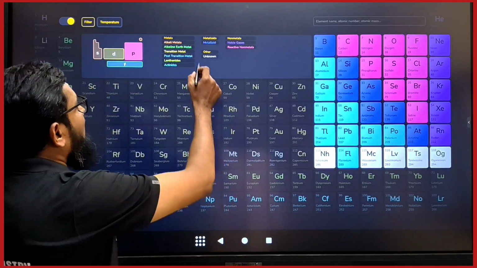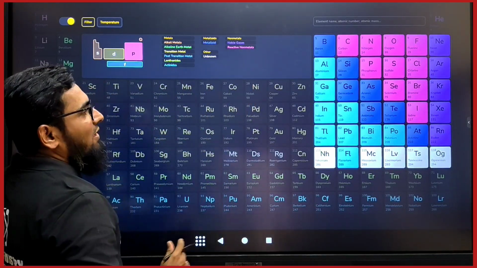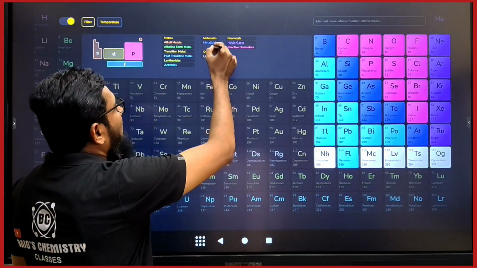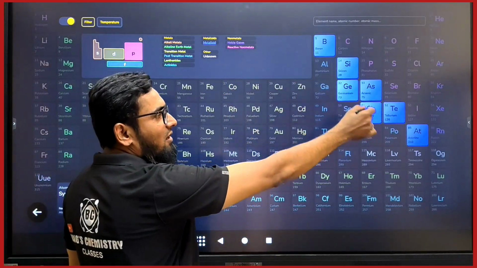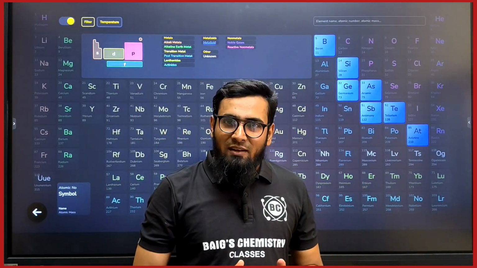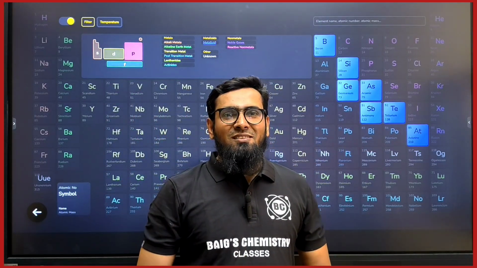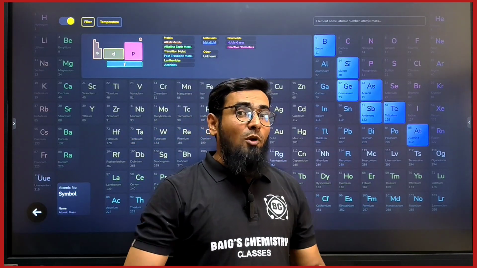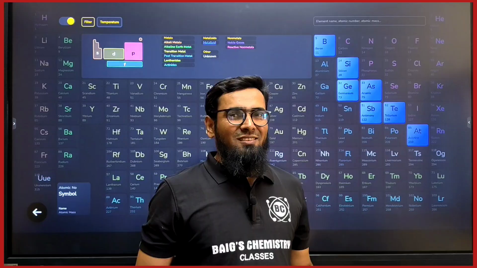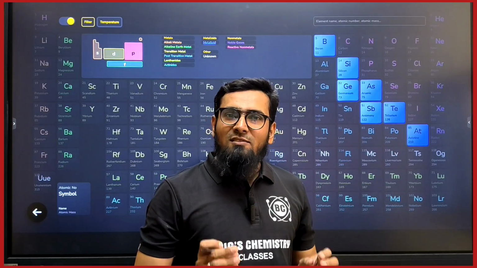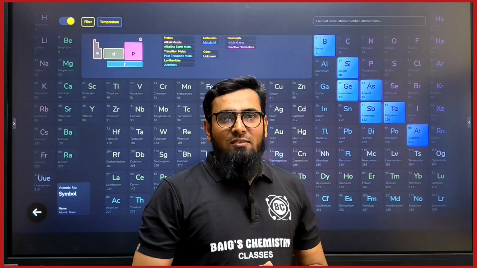Okay, students? Then in this you are having a mix of metals, non-metals and metalloids. Now what are metalloids? Students, metalloids are highlighted. Metalloids are those elements which have some properties of metals and some properties of non-metals, not all properties of metals and all properties of non-metals. So metalloids or semi-metals have some properties of metals and some properties of non-metals.